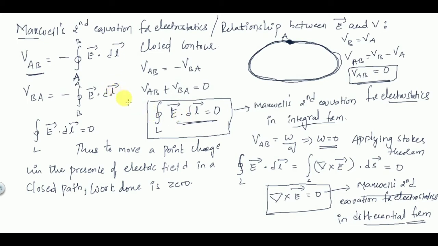Both come from the same concept of potential. When a closed contour, a closed path, is there, the net work done is equal to 0. Based on that, Maxwell's second equation of electrostatics has been developed.